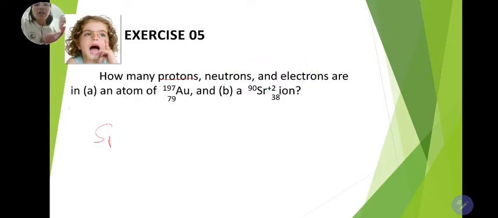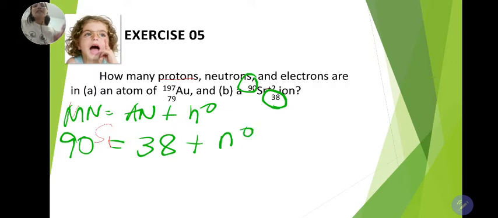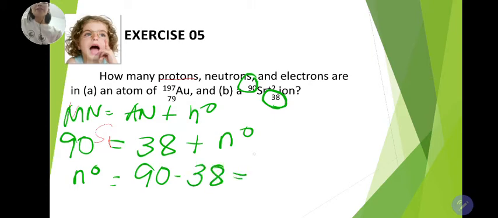Okay, let's start. So, ang formula natin kanina is mass number is equal to atomic number plus the number of neutrons. We have the mass number 90. And then, our atomic number is 38 plus the number of neutrons. So, hindi natin alam. So, number of neutrons equals 90 minus 38 equals 52.